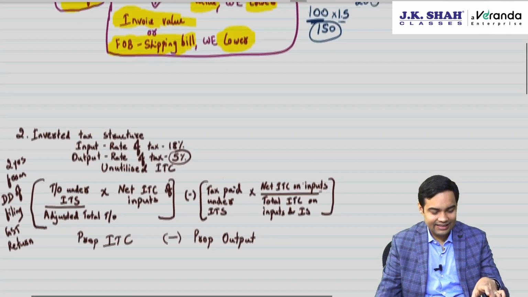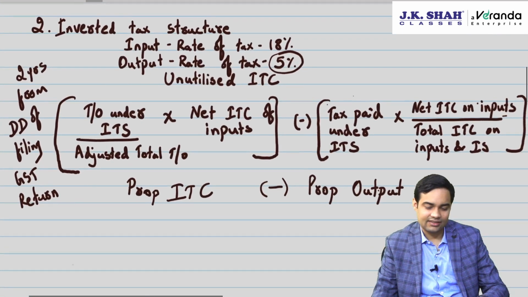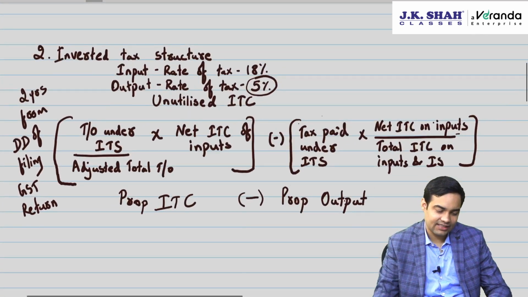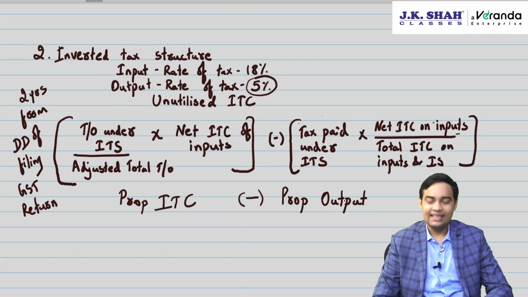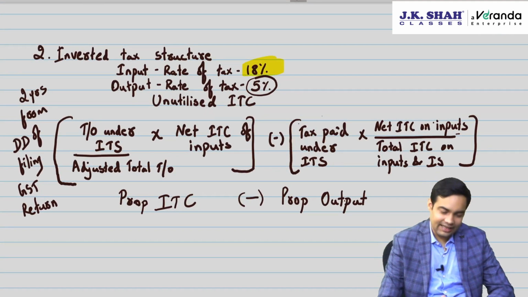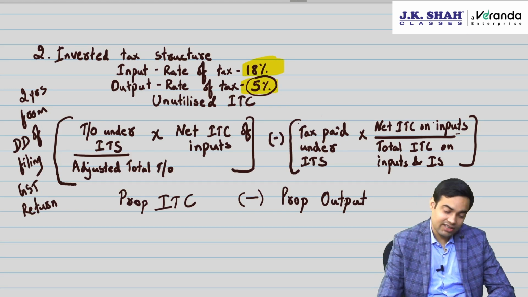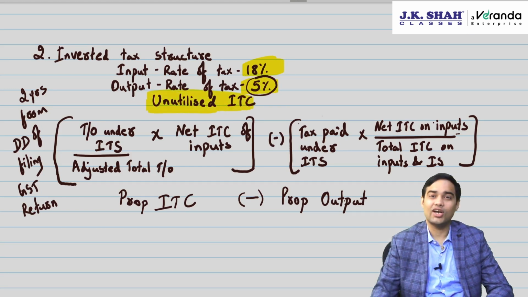Okay. Then the second case of refund is inverted tax structure. Now what happens in inverted tax structure, sir? See, the rate of tax on input is higher. Rate of tax on output is lower. Now, if this is the scenario, what will happen always? You will always have unutilized ITC, which has not been used.